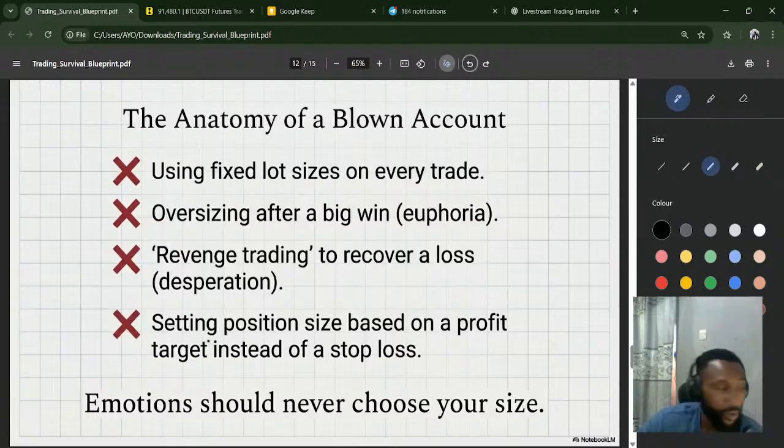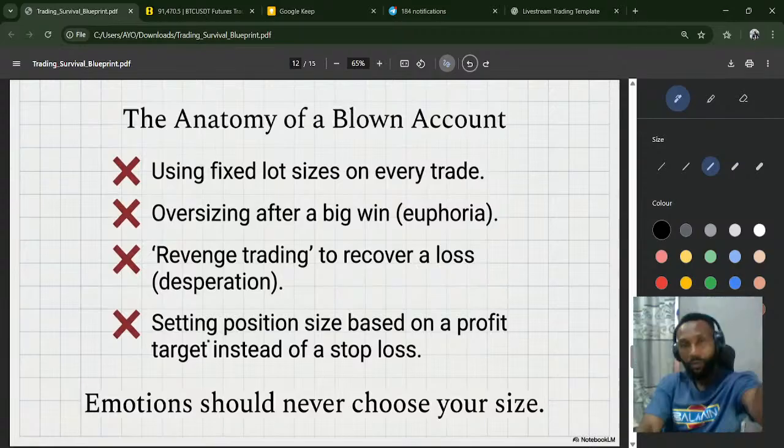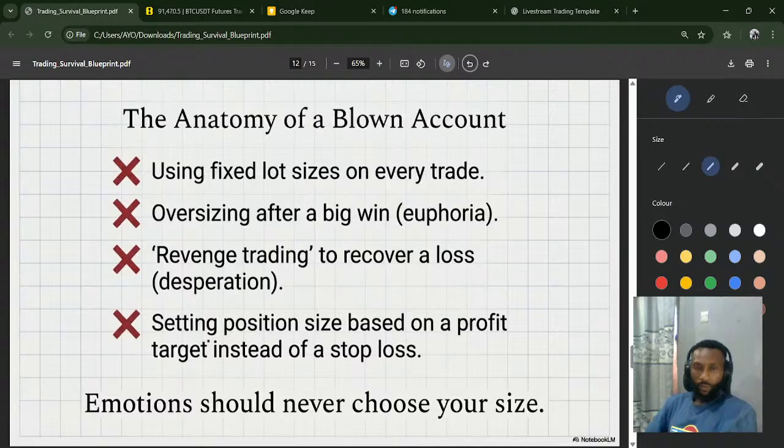The anatomy of a blown account. Basically, I just want to show you what blows accounts. Using fixed lot sizes on every trade blows accounts. Oversizing after a big win is basically called euphoria. You're so happy that you got this big win, then you repeat it by oversizing the next trade. Boom, your account is gone. You oversize after a big win, you feel so confident, and your account is gone.